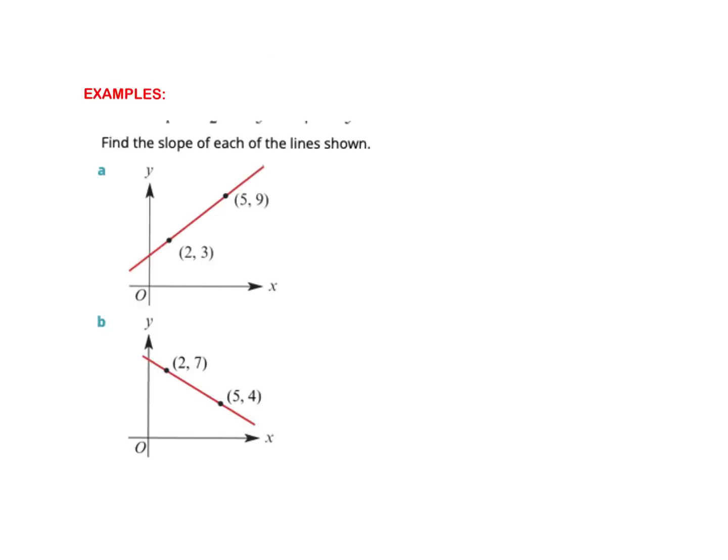So let's have a go here. It says find the slope of each of the lines. So we're going to write B, so we're getting used to it, the slope.